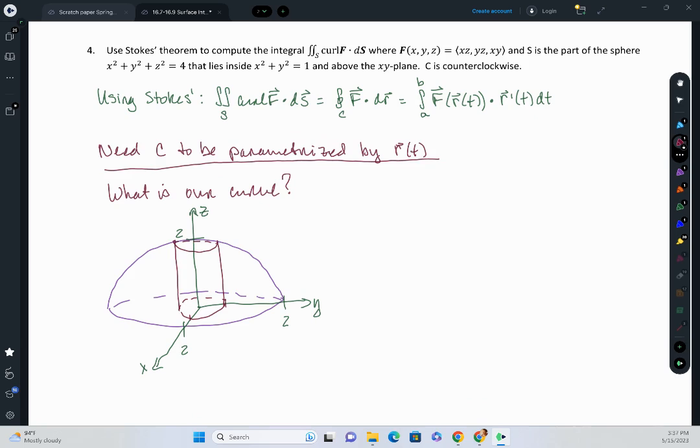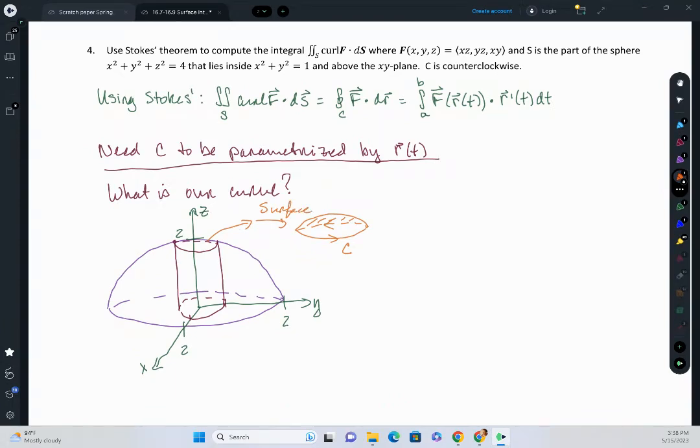All right, so what I have here, they're telling me S is the part of the sphere that lies inside of the cylinder x squared plus y squared equals 1. That is, if we can get a better picture of this region here. And there's our curve C, and here is our surface.